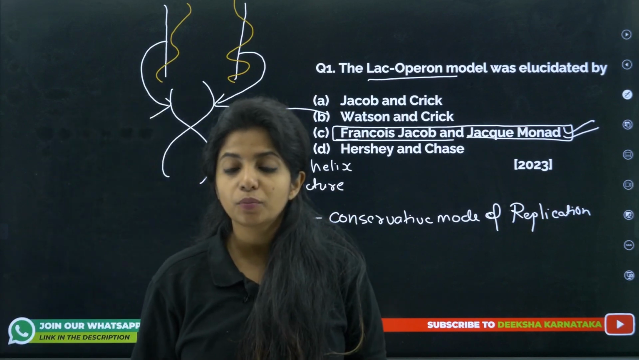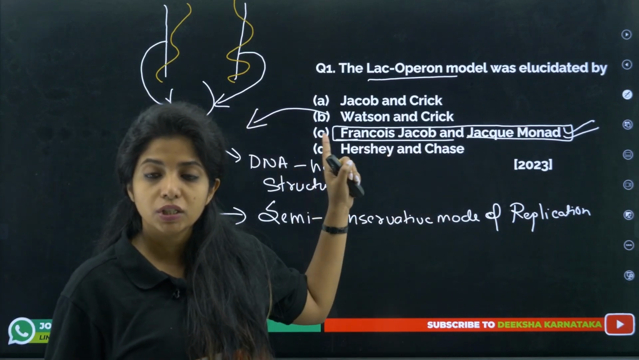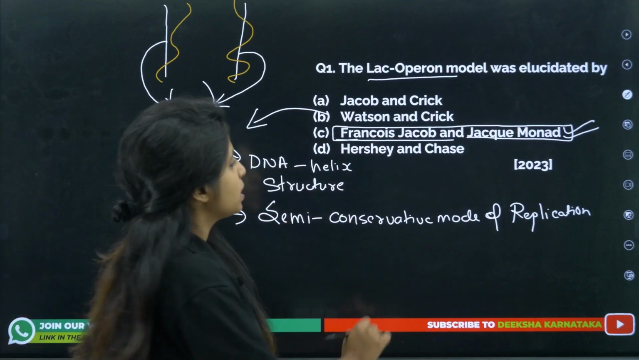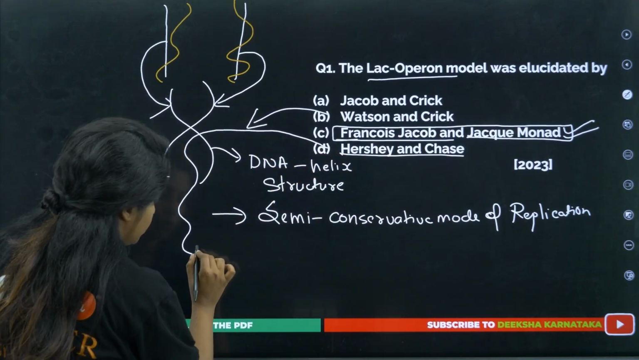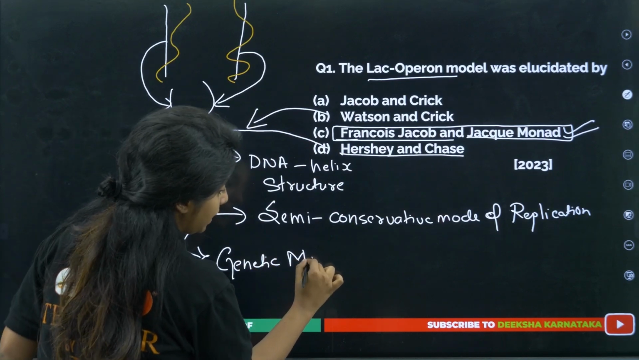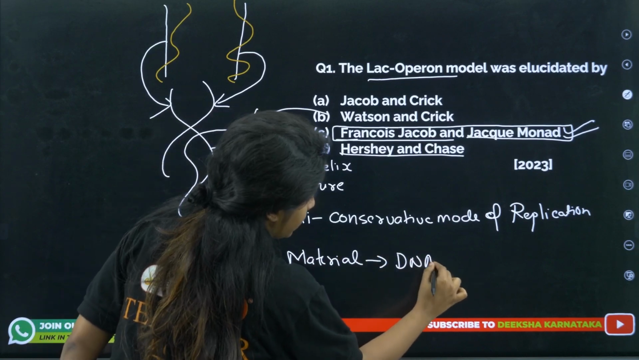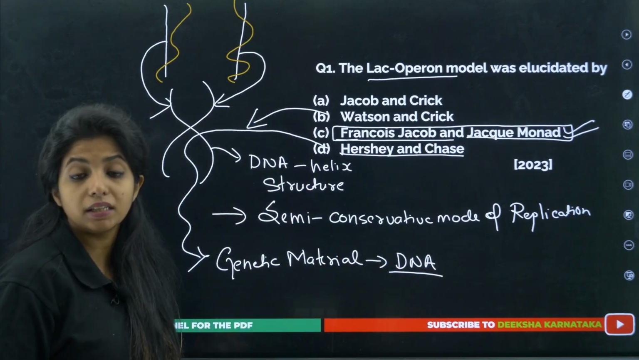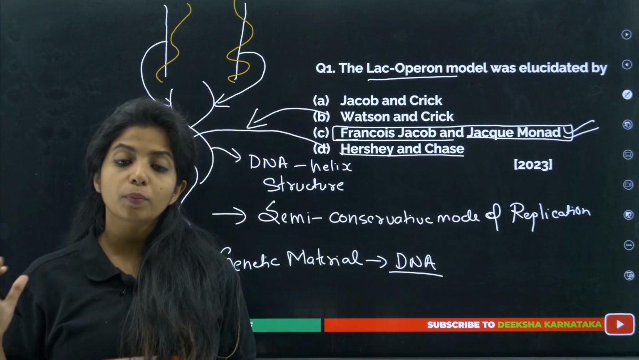So if some other question comes asking who were the people behind the semi-conservative mode of replication, children, you know it's Watson and Crick. Who gave the double helical structure? It's Watson and Crick. Now what about Hershey and Chase? Hershey and Chase were the people who said that genetic material is definitely none other than DNA. They finalized it by doing an experiment with bacteriophage and E. coli.